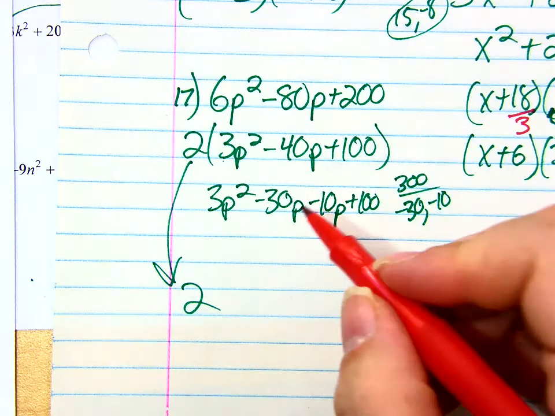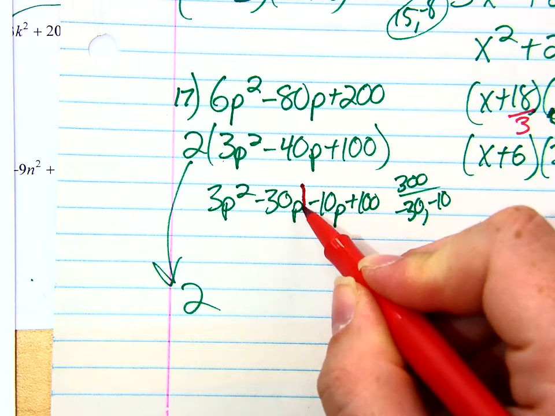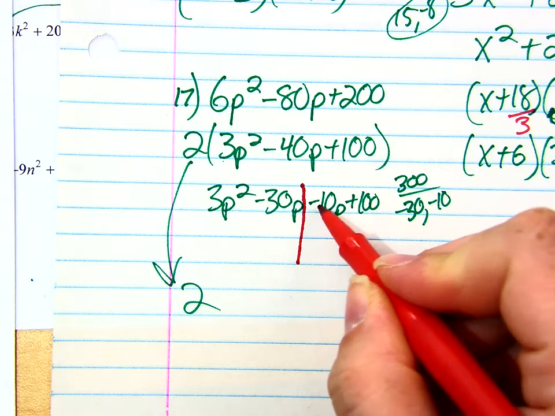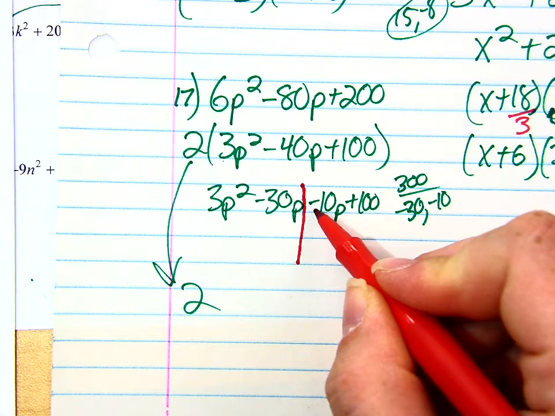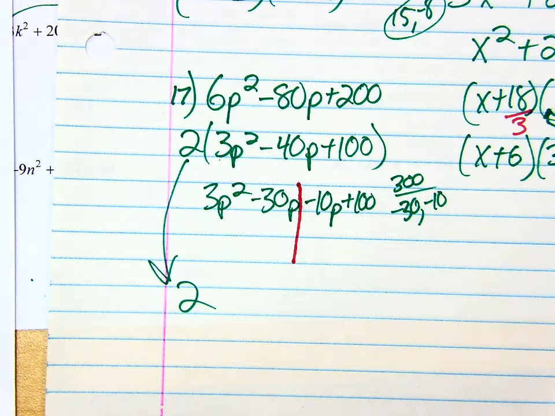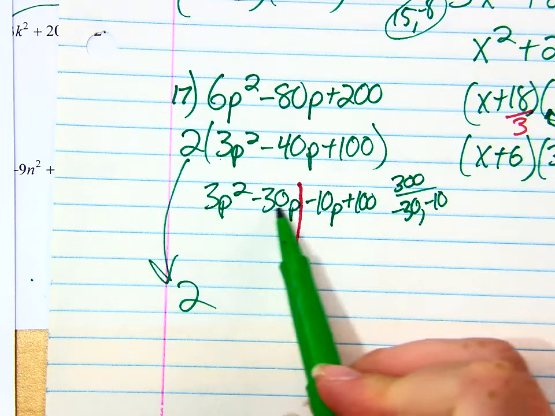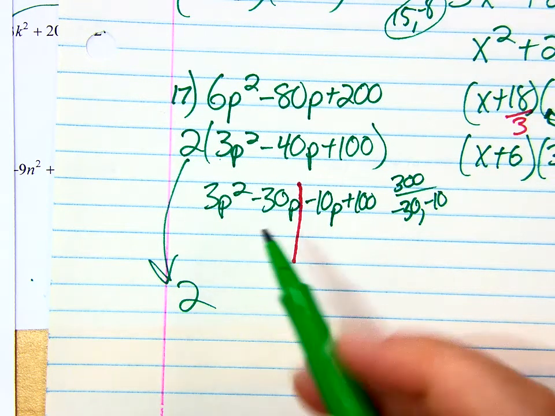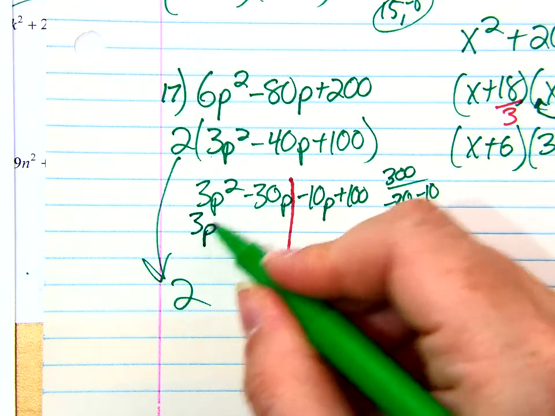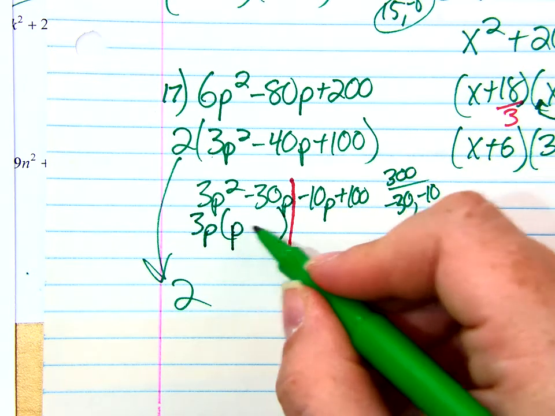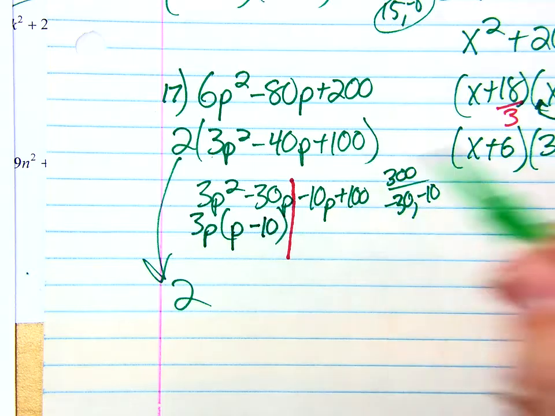All right, and then I like to actually draw a line right after the second term. Be careful not to draw it through that symbol, because then you won't know if that symbol was a plus or a minus. So always draw it right in front. And then you just factor each side. So what can I take out of 3p squared minus 30p? I can take out a 3p, and I'm left with p minus 10.